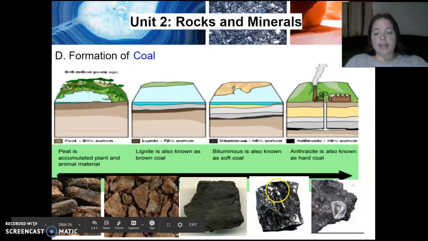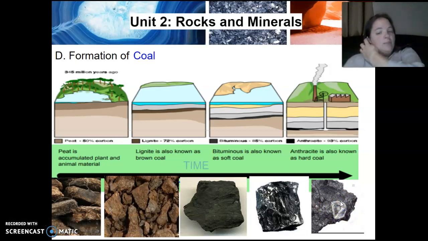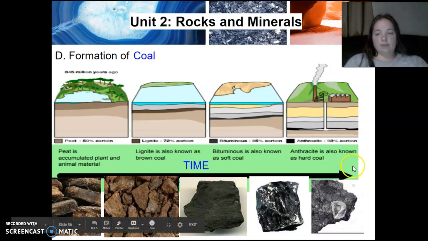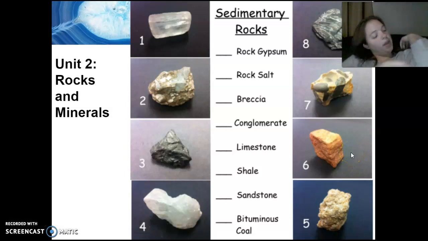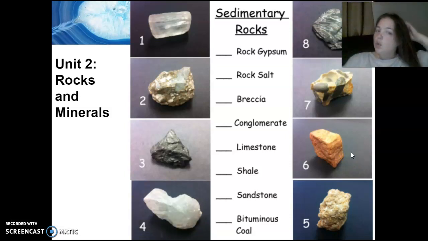You can see how it's shiny and not so shiny right here. And then finally, what I don't have on there is that this can get formed if enough heat and pressure get there. You can form a diamond. So this is as time goes on. All right, so real quick, we are going to try and figure out which one is which.